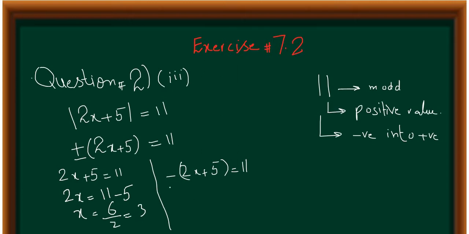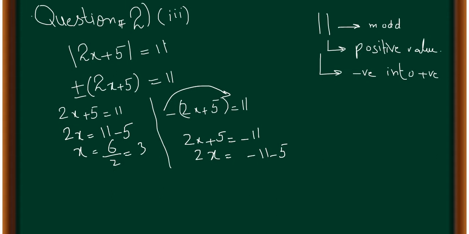Now here I shift the minus sign to the right side of the equal sign. 2x plus 5 is equal to minus 11. Now I shift plus 5 to the right side of the equal sign and here I get minus 11 minus 5. So x is equal to minus 16 over 2 and here I get the value of x, that is minus 8, and this is part number 3 of question number 2.